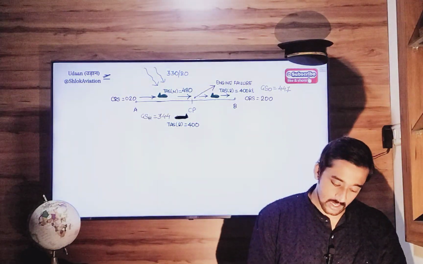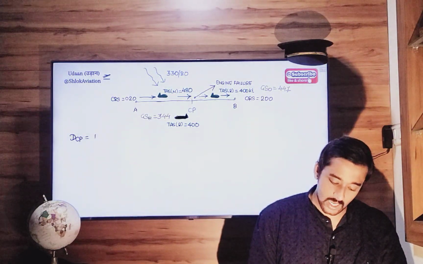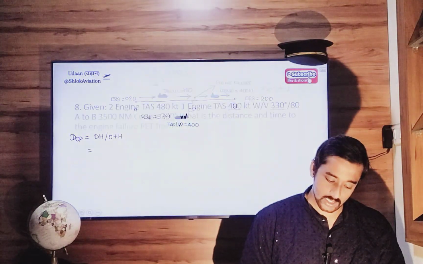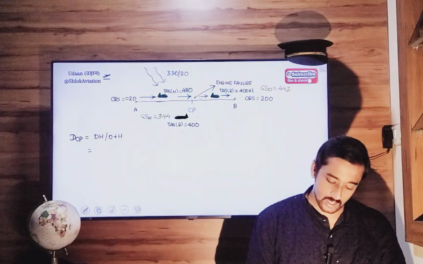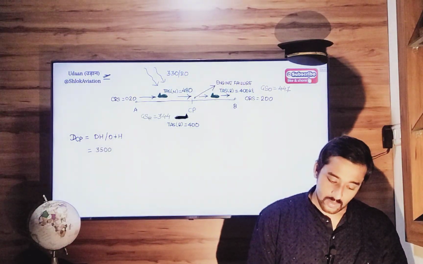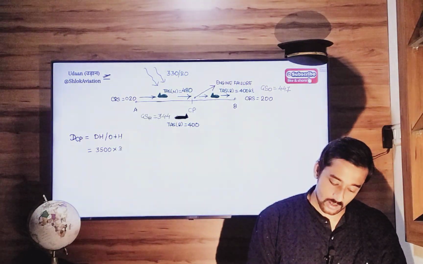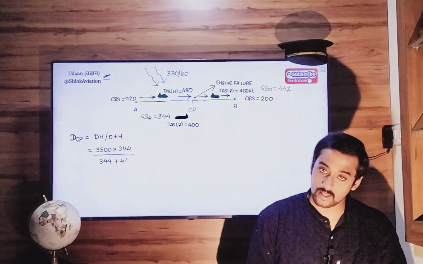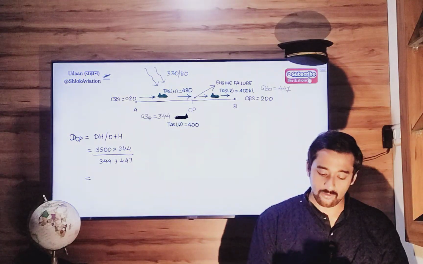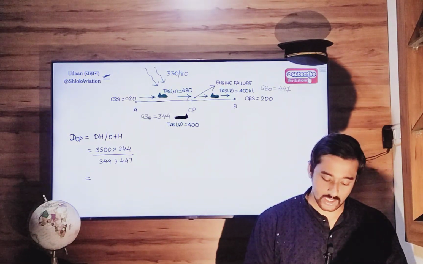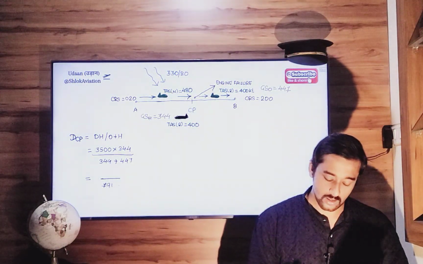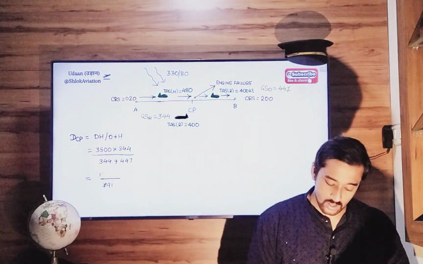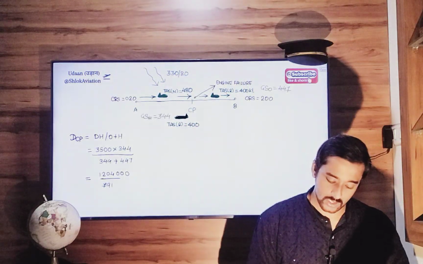Now let's use the formula. Distance to critical point is D times H over O plus H. So total distance is 3500 multiplied by homebound 344, divided by 344 plus outbound 447. So 344 plus 447 is 791. 3500 multiplied by 344 is 1204.